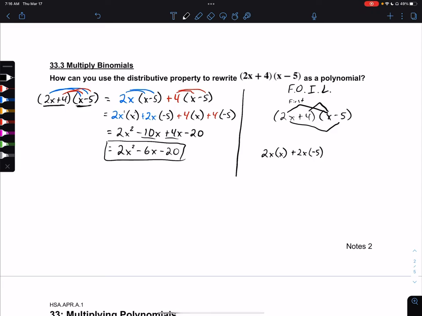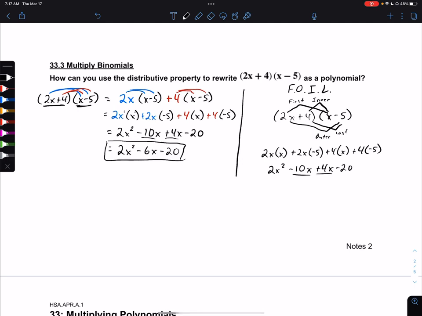Then you have inner, which is 4 times x. And then last. Oh, I forgot to use the word. So that's outer, and that is last. And that would be 4 times negative 5. Notice that this step here is the same as this step here. Okay, so FOIL is kind of a quicker method when you have a binomial times binomial. Remember, those numbers stand for first, outer, inner, last, and then I'll just write the numbers out. We already know the answer. We've done this already, but it's good to see it again.